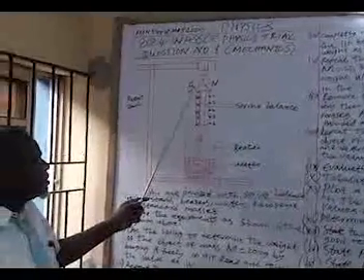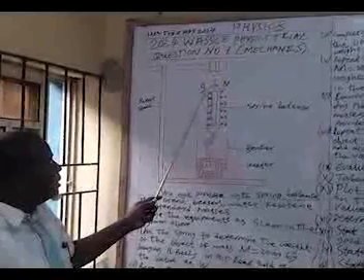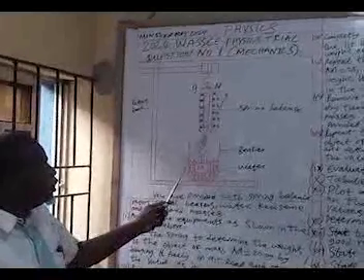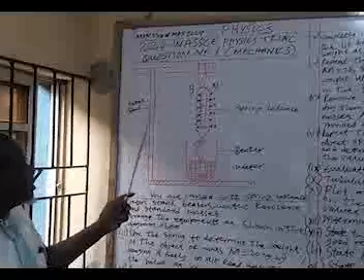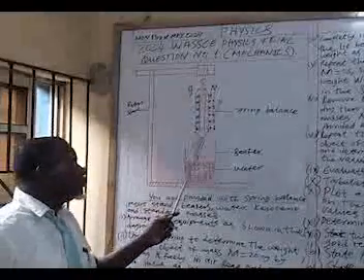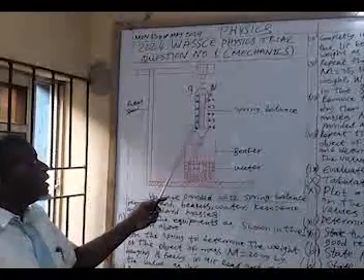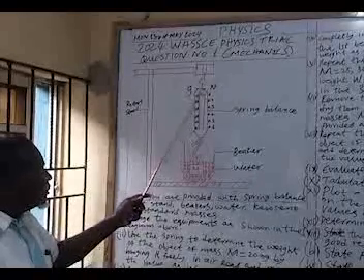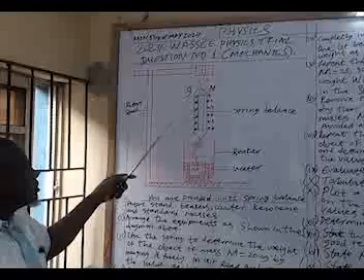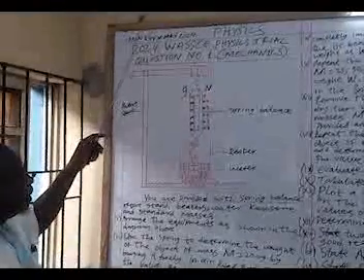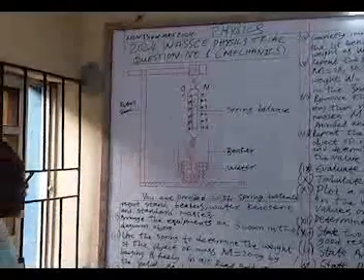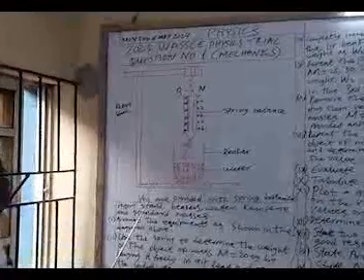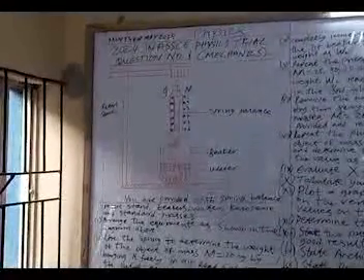The spring balance is graduated in two units: gram on this side, Newton on this side. But it is preferable that students make use of Newton, because this is the SI unit of weight. Now, you are provided with a spring balance, retort stand, beakers, water, kerosene, and standard masses.